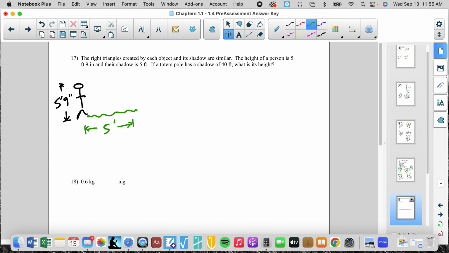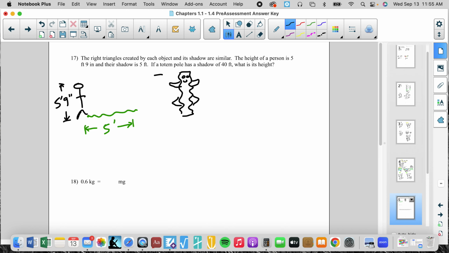And if a totem pole has a shadow of 40 feet, so we have this totem pole. And typically there's bird wings, and maybe an eagle, right? You get a little face and a couple more things. That's a pretty good totem pole.